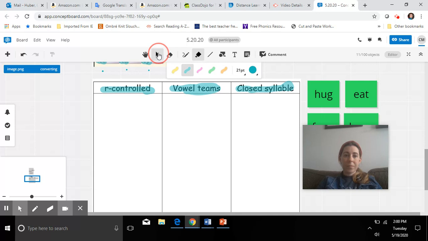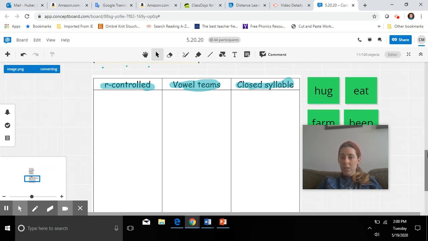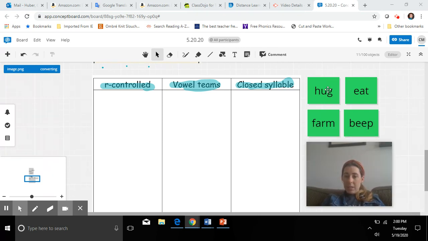All right. So I see here on my green little notes over here, let me make sure you can see them all. I see some words. I'm going to start with this one. Now, let me see. Does it belong in this column, R-controlled? If it's an R-controlled vowel, it must have the vowel letter followed by the letter R. And I don't see that here, so I know it will not go in the R-controlled group.